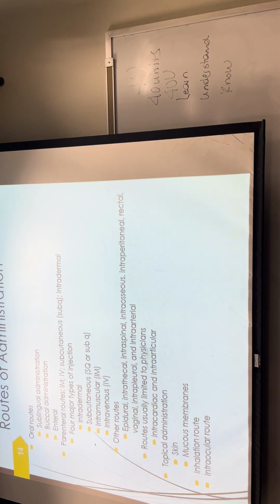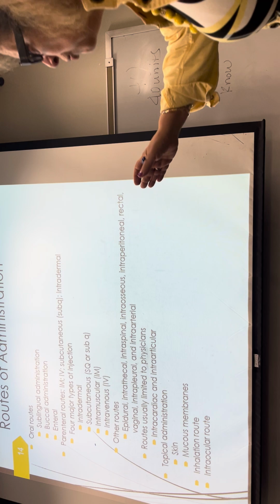Intravenous is faster, obviously. Other routes: epidural, which is during pregnancy, during delivery, right? Intrathecal, intraspinal, intraosseous, that's bone. Intraperitoneal, it's to the abdomen. Rectal, vaginal, intrapleural, and intraarterial. So these are all routes that you're going to be using.